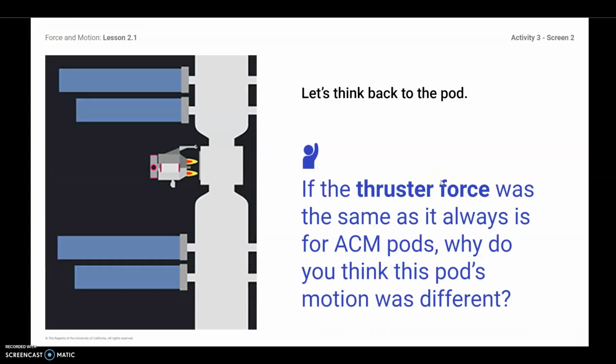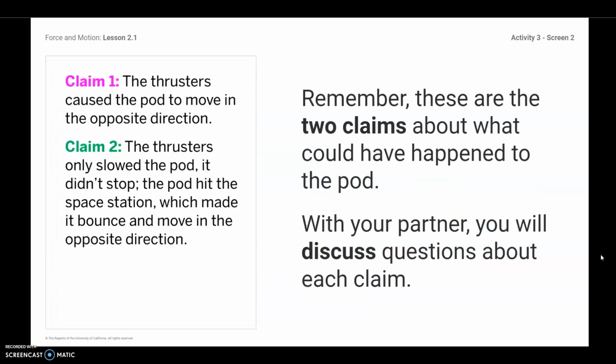So let's think back to that pod. If the thruster's force was the same as it always is for the ACM pods, why do you think this pod's motion was different? Pause the video here, discuss that with your group for 30 seconds, go. All right, welcome back. The pod's mass might have actually been different because it collected a different amount of asteroids. So remember that these two claims are the ones that we had about the pod. You will discuss this claim with your partner and see which one you think it is now.